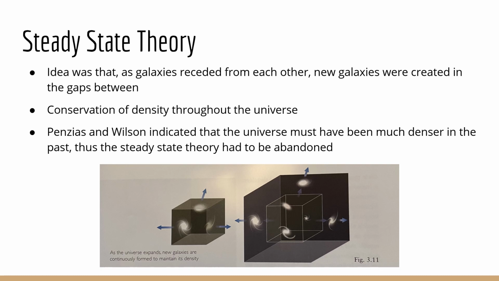And the idea was that as galaxies receded from each other, new galaxies were created in the gaps between. And this would lead to a large-scale conservation of density throughout the universe. Penzias and Wilson, the guys that won the Nobel Prize, indicated that the universe must have been much denser in the past. Thus, the steady state theory had to be abandoned.